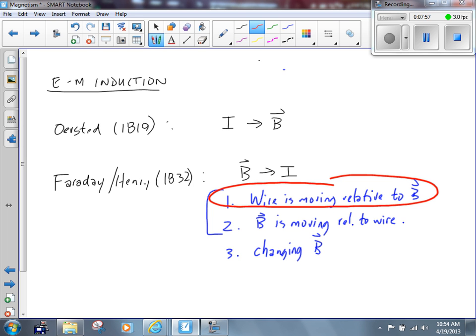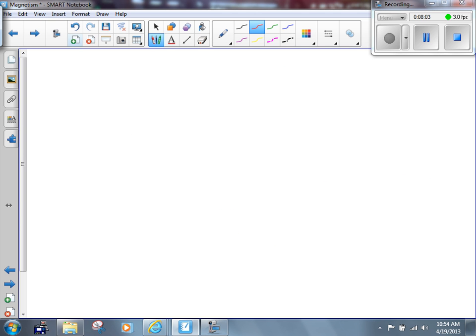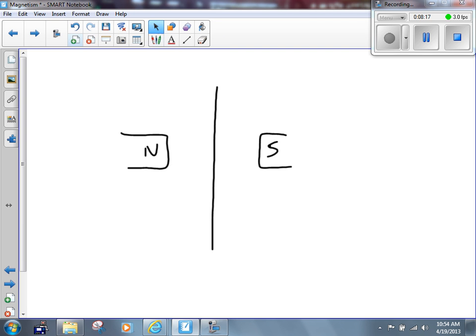Why is it that when you move a wire in a magnetic field, we're going to generate a current? Let's look at it. We've got a magnetic field that's produced by these two magnets, north and south. That magnetic field goes from north to south towards the right side of the page. Let's say we've got a wire in that magnetic field. Now that wire isn't moving. It doesn't have an electric current in it. It's just a plain, straight piece of copper wire.